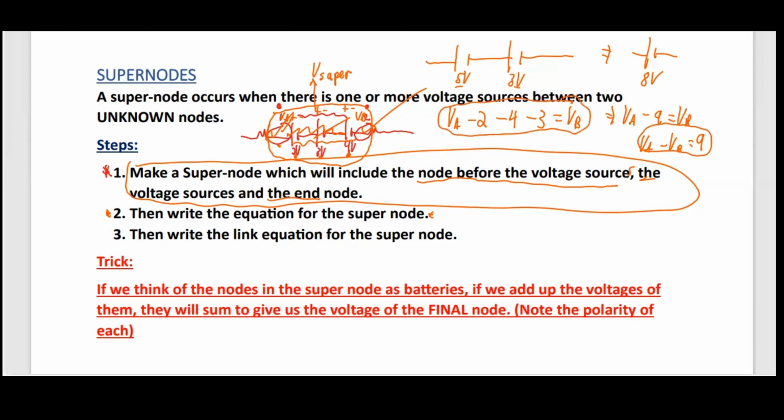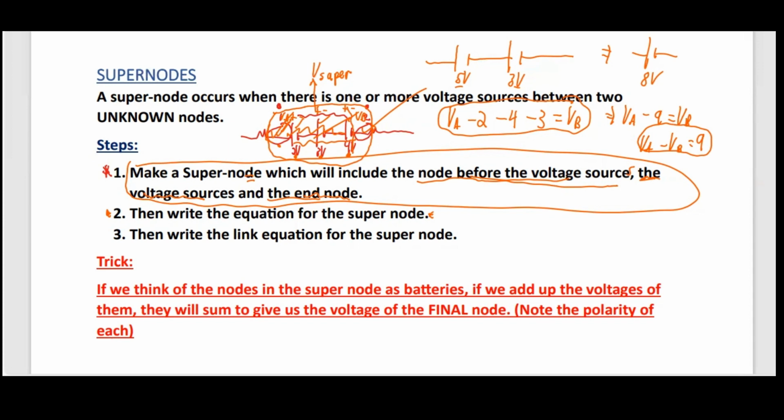All it is, as I said, you're just adding up the voltage at the node and the voltage of the batteries in between, and all of those add up to give you the result of the last node. You must end at a node, just like we did. So the voltage at the node before the source plus the polarity sum of all the voltage sources in between will equal the end node. That's why it forms a supernode equation. Every supernode must have a supernode equation, so always remember that.